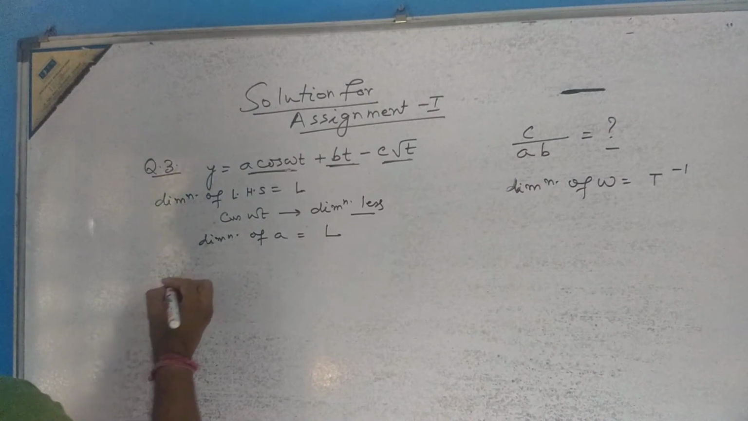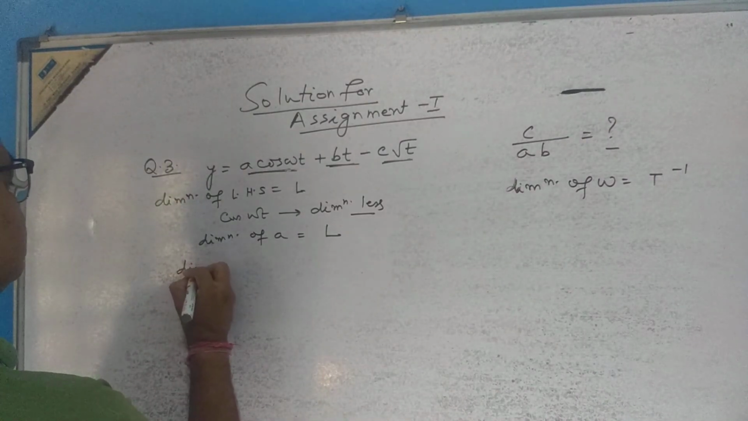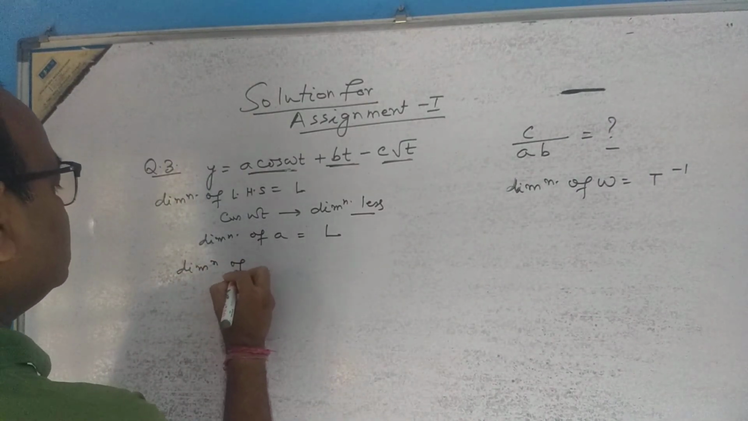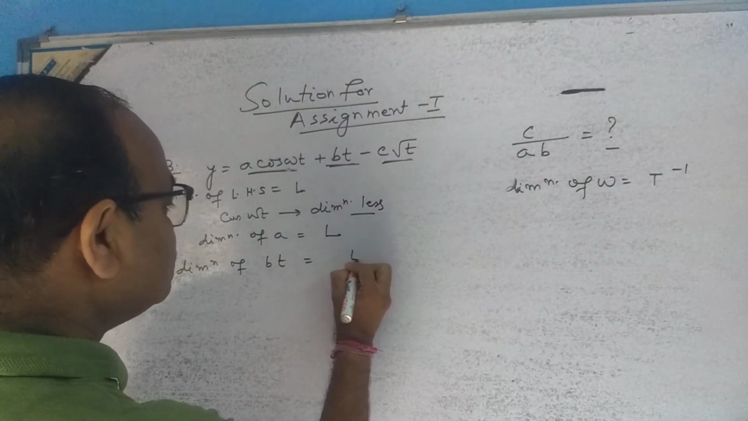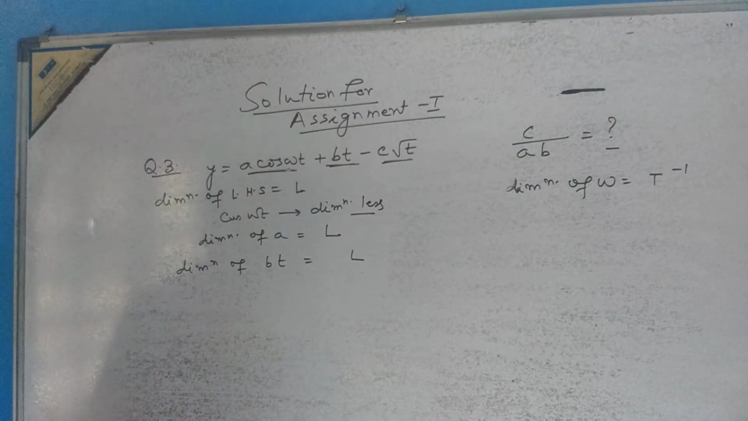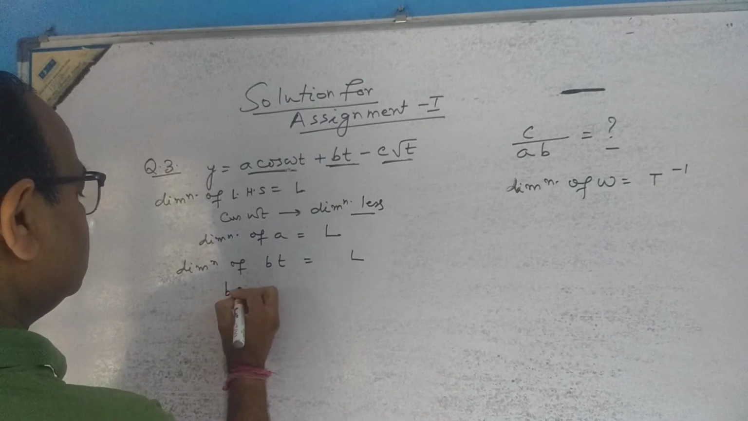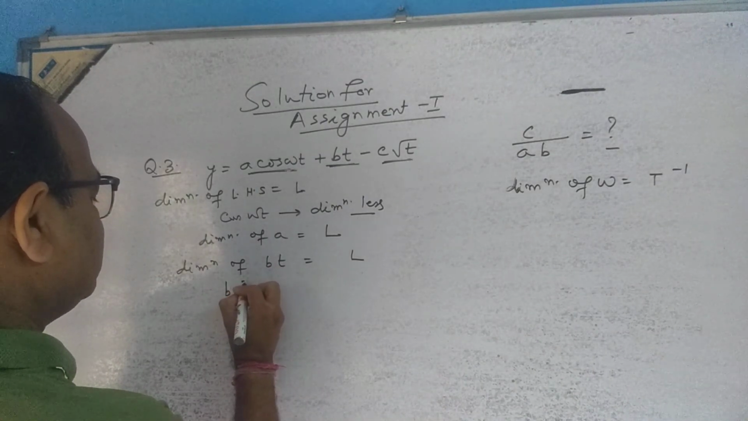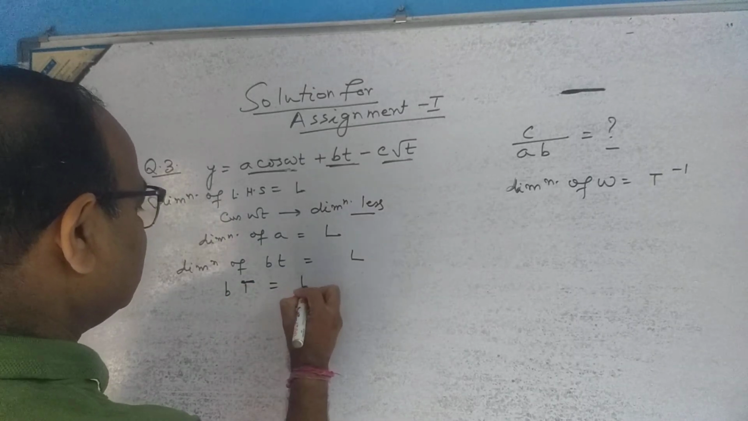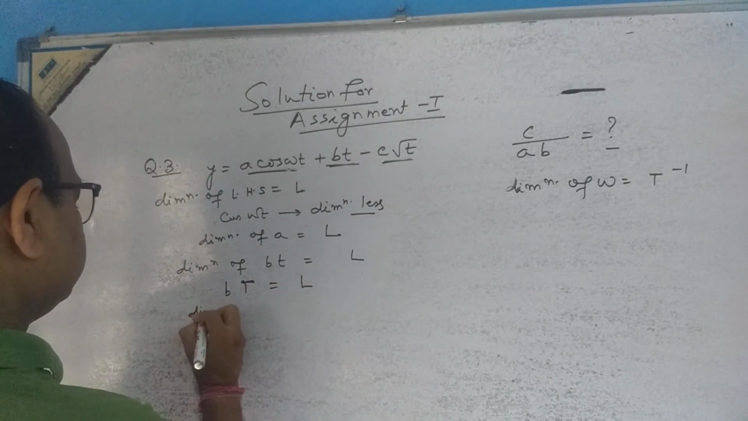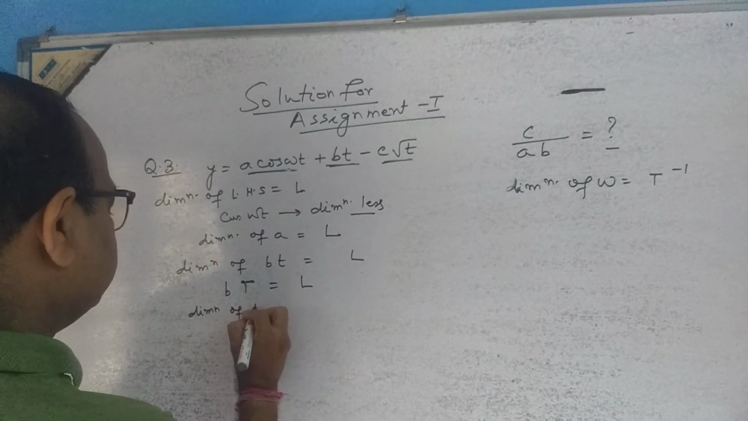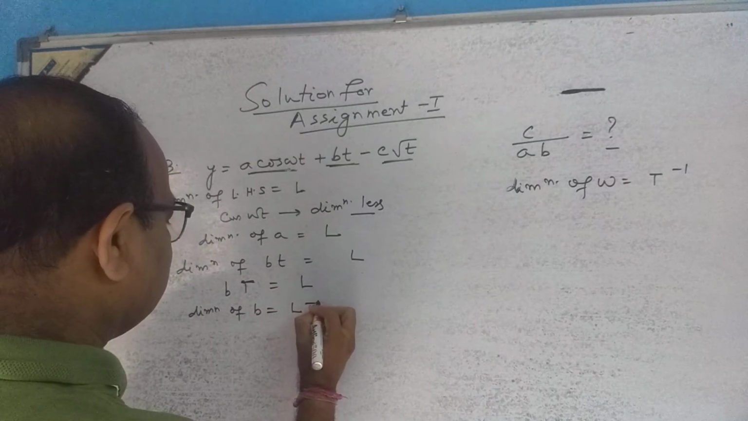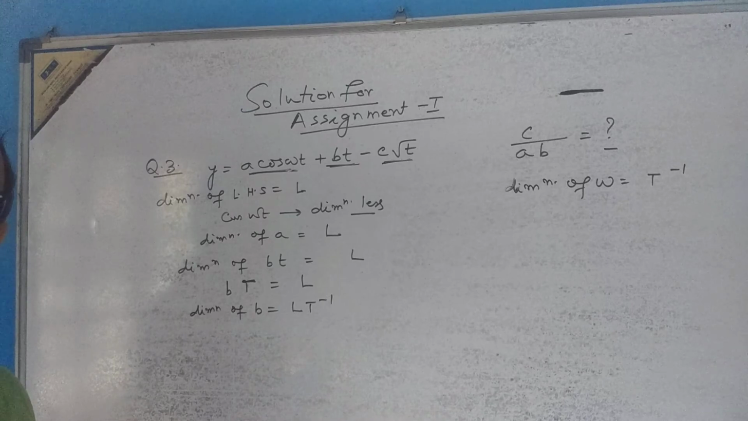Understood? Okay. The dimension of B into t should be L. Then B into the dimension of t, capital T, should be L. So the dimension of B should be L T to the power minus 1. I hope there is no problem in understanding this.